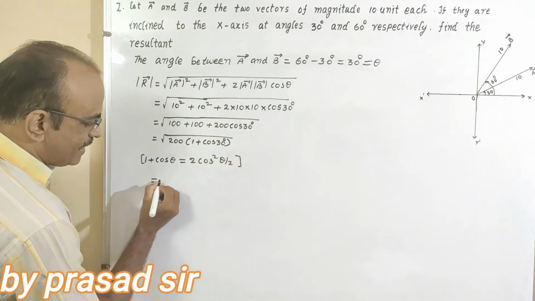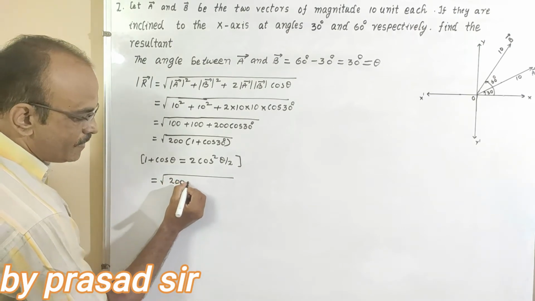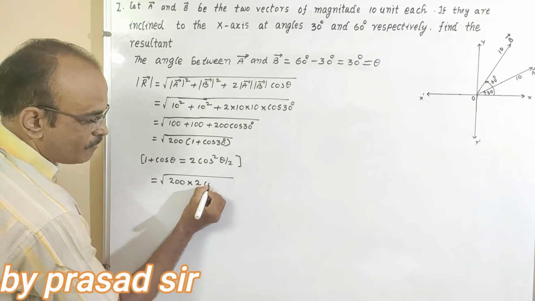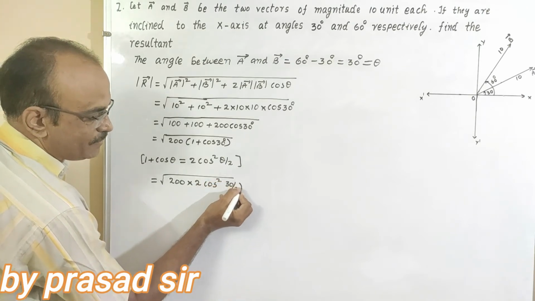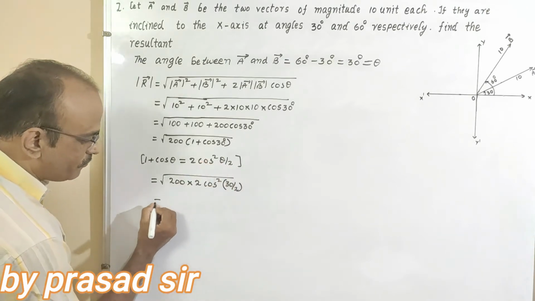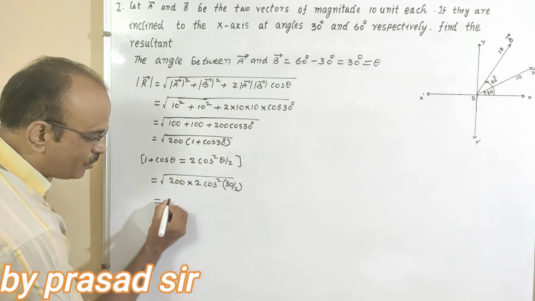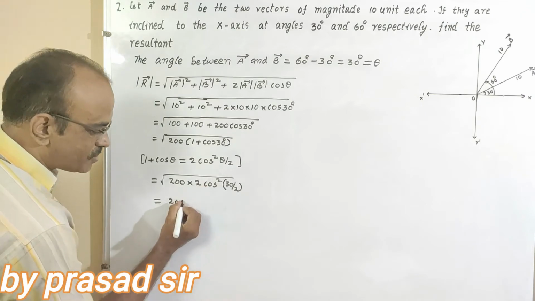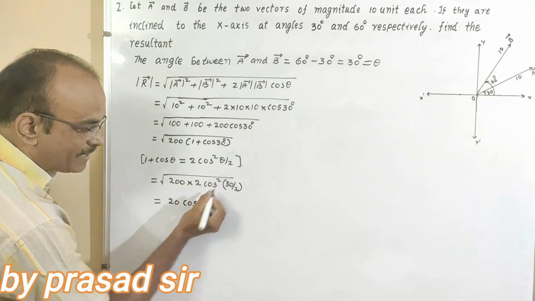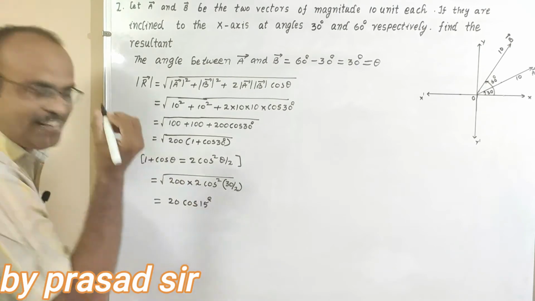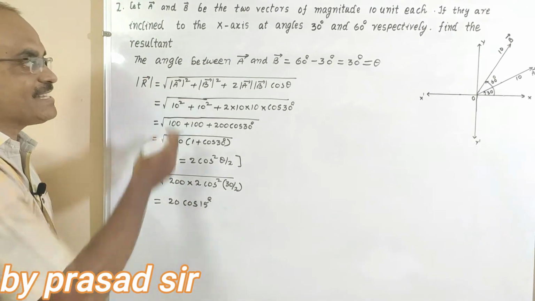Substitute here. That is the square root of 200 into 2 cos squared theta by 2, where theta by 2 is 30 by 2. So the final, 2 into 200 is 400. The square root of 400 is 20. The square and square root cancel, cos remains. But 30 by 2 is 15 degrees. So 20 cos 15 degrees is the resultant.